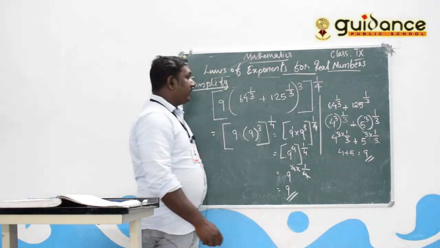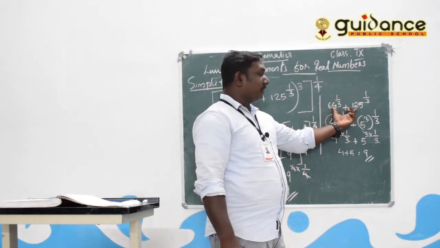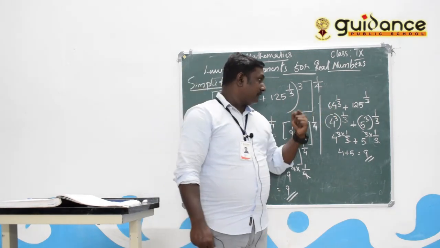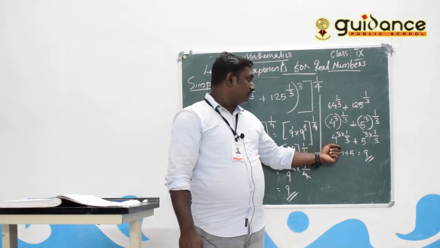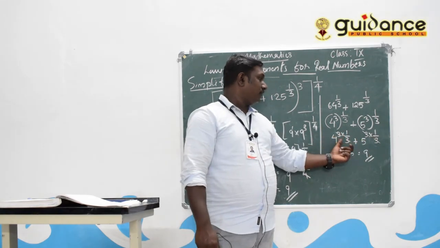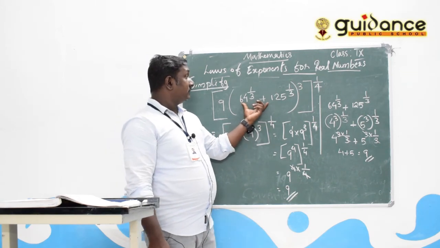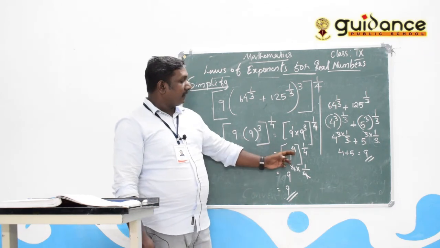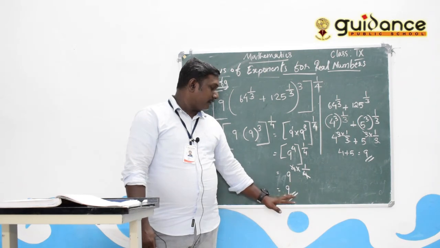The answer is 9. Look here, firstly we consider these two numbers that we solve on the right side. How do we solve? 64 is the cube of 4, 125 is the cube of 5. So 4 cube and 5 cube we write this way. Then 3 and 3 cancel. 4 plus 5 equal to 9. That value we substitute here. That is, this is 9. 9 into 9 cube is 9 raised to 4. 9 raised to 4 into 1 by 4 is equal to 9 raised to 1, that is equal to 9.